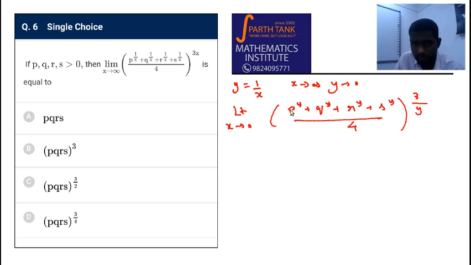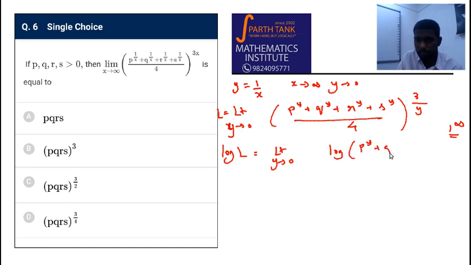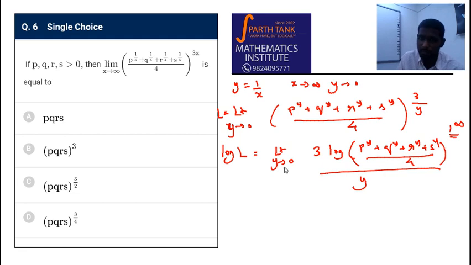Okay. What is the advantage now? See, this is a 1, because when y tends to 0, this becomes 1 plus 1 plus 1 plus 1, 4 by 4 is 1. So it is 1 to the power infinity, the indeterminate form. Right? So the easiest way, according to me, is let us call this limit L. Take log on both sides. Log L becomes, and you know that you can take the log inside. So it becomes log of p power y plus q power y plus r power y plus s power y upon 4, the whole power 3 by y, and that 3 by y can be brought and written here. Correct? Now this becomes a 0 by 0 form. When you put y is 0, this becomes 0, this becomes 1, log 1 is 0, 0 by 0.